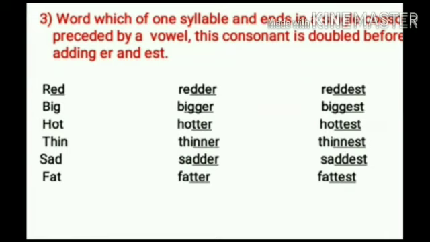Now let us read about the third rule. Here it is saying a word which is of one syllable and ends in a single consonant preceded by a vowel, this consonant is doubled before adding ER and EST. Here you can see the example. Red becomes redder and superlative reddest. Big, bigger, biggest, hot, hotter, hottest, thin, thinner, thinnest, sad, sadder, saddest, and so on.